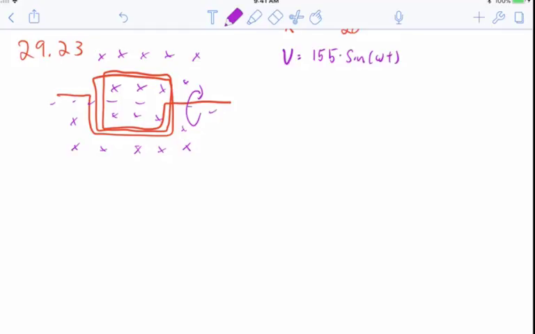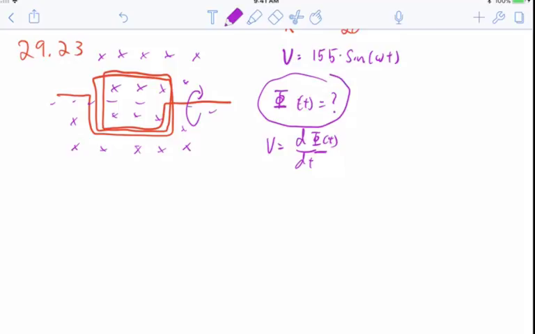Okay, so what do and don't we know about this question? Obviously, this question comes in a couple different parts. We have to start by figuring out what the flux is as a function of time. And then once we find the flux as a function of time, the voltage is going to be the time derivative of that flux. Okay? And so we'll figure out some expression for this, take its time derivative, set it equal to 155 times sine omega t, and then go on our way. So the question here that we want to ask is, what do we know about the system?